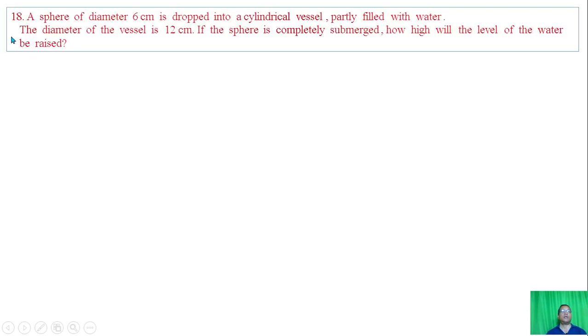Question number 18. A sphere of diameter 6 cm is dropped into a cylindrical basin partly filled with water. The diameter of the basin is 12 cm. If the sphere is completely submerged, how high will the level of the water be raised?